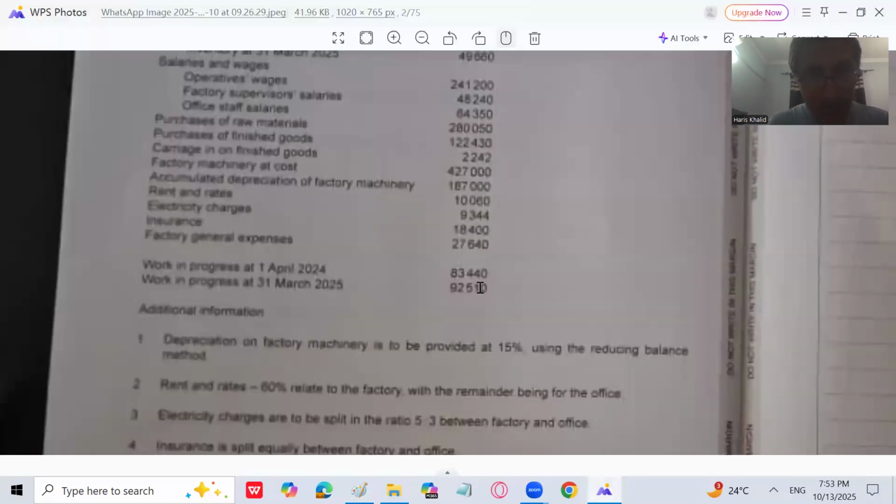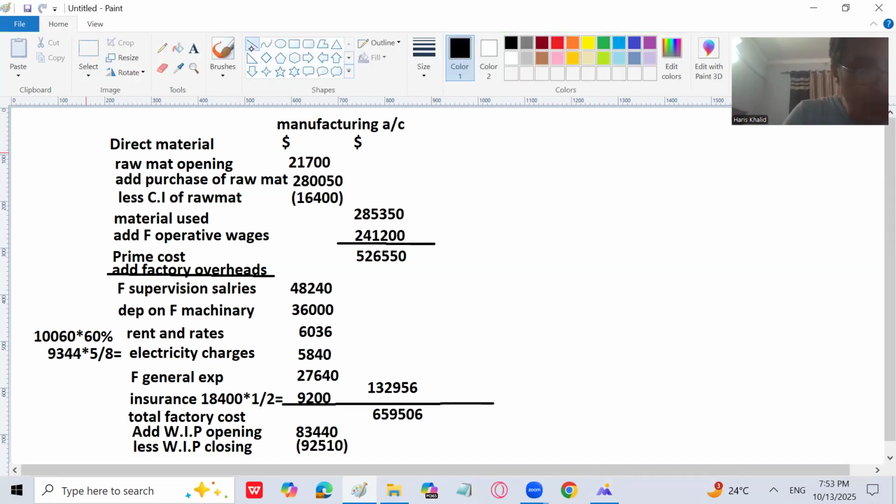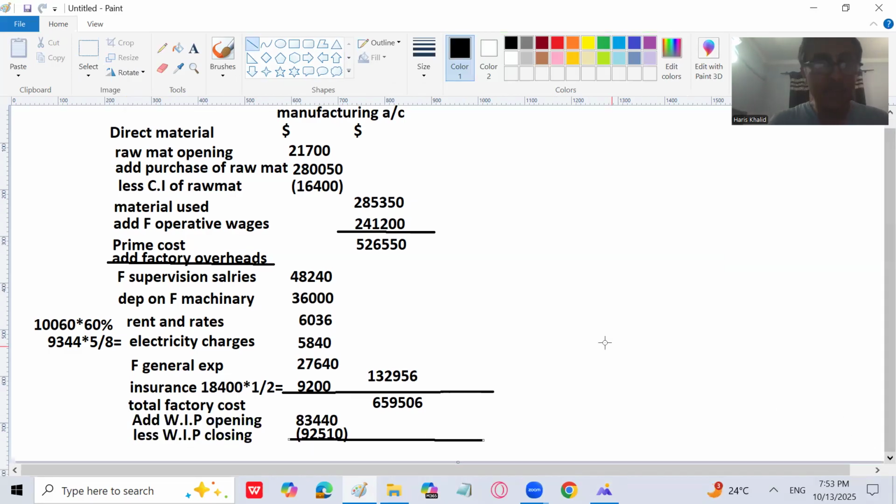They are given here: 83,440 and 92,510. So let me write 83,440, and that is going to be subtracted work in progress closing. Let me see the amount again, 92,510. In bracket, I can write 92,510. So the answer I will write in the next column, and that has to become negative again, obviously, and you will find the cost of production.